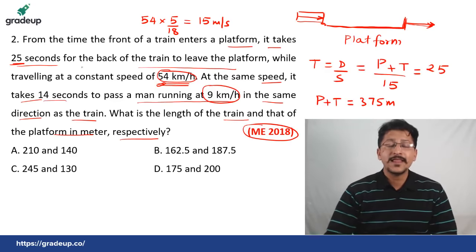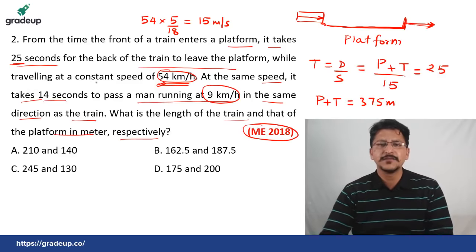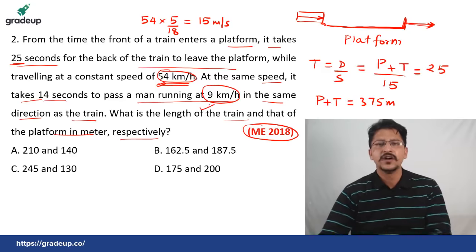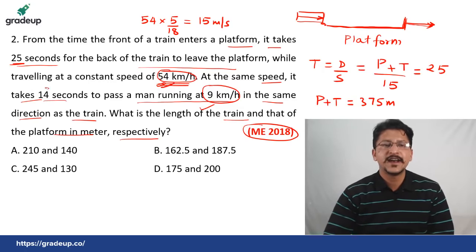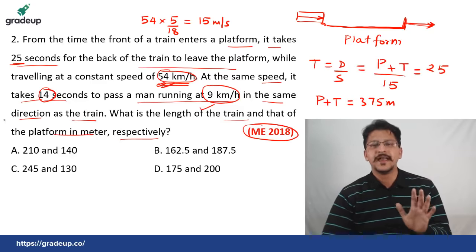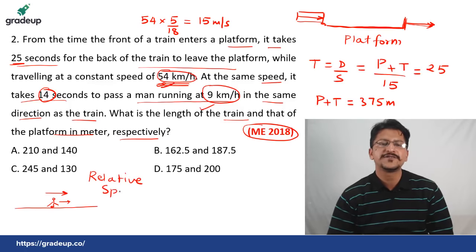Now, when the man is running along with the train at a different speed of 9 km per hour, when the train is running at 54 km per hour, the train takes 14 seconds to pass that man. That means, if this is the man that is running on this platform, the train is also passing through this. So what will happen? First of all, we have to find out the relative speed in this case. You will use the concept of relative speed.